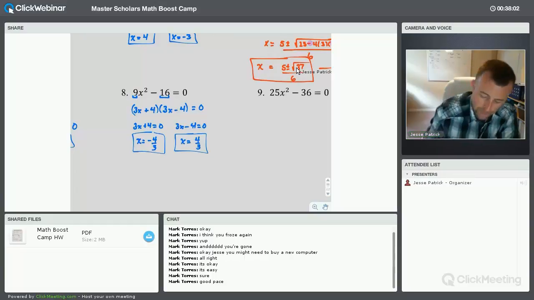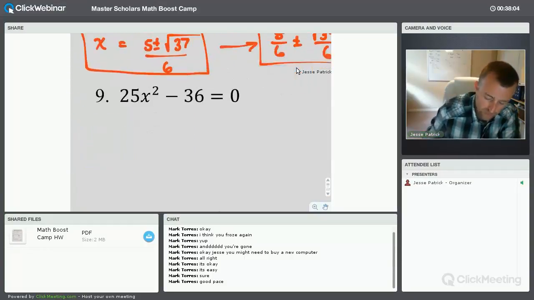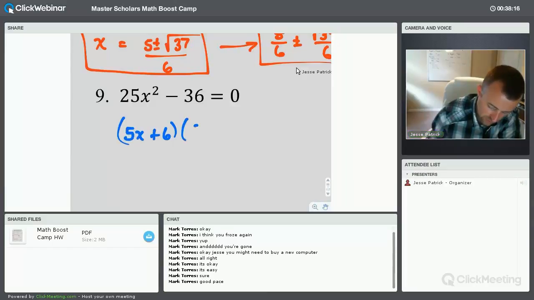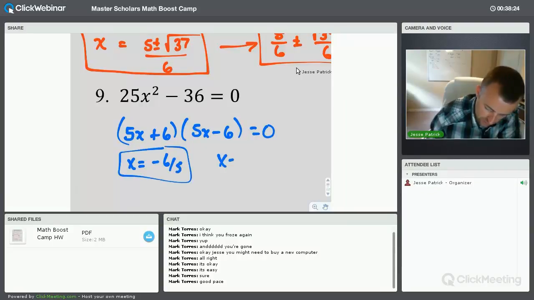Super simple. Okay, next up, got another difference of squares. Again, this one you can't pull out any GCF. 36 doesn't have 5 in it, so this is the same exact problem. So it's 5x plus 6, 5x minus 6. So this would be x equals negative 6/5, and x equals positive 6/5.